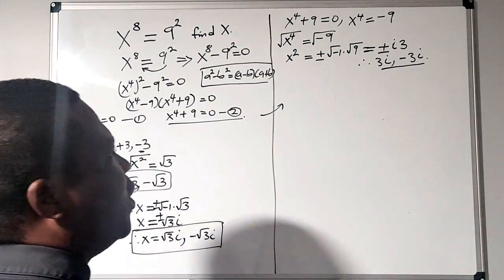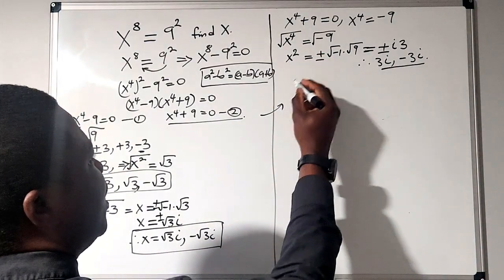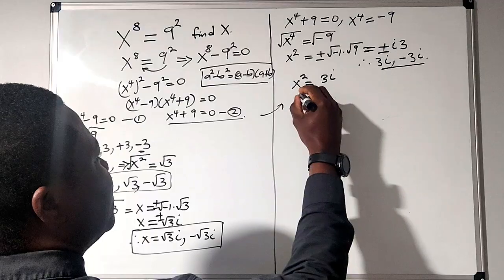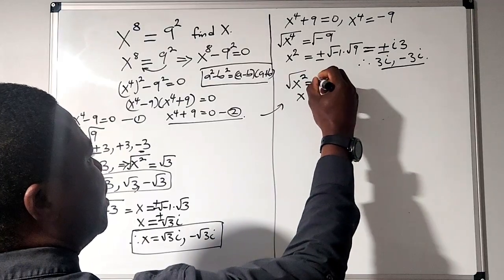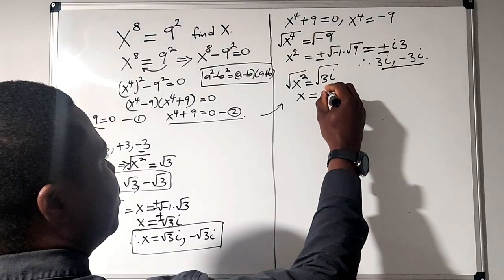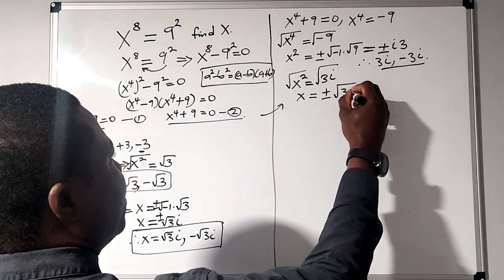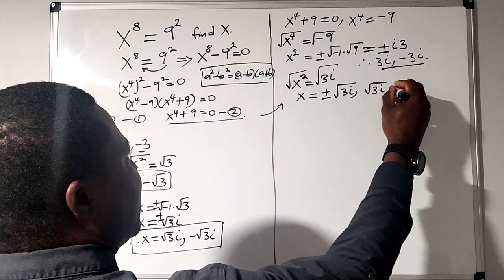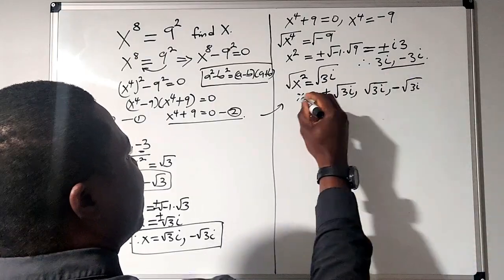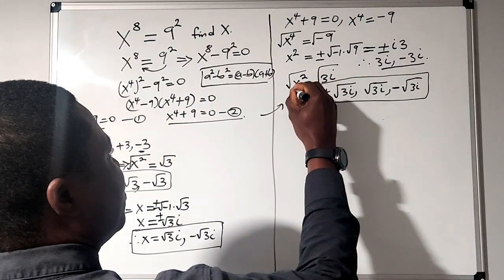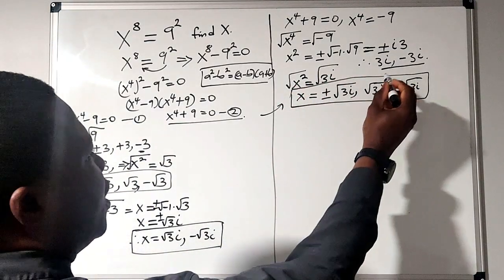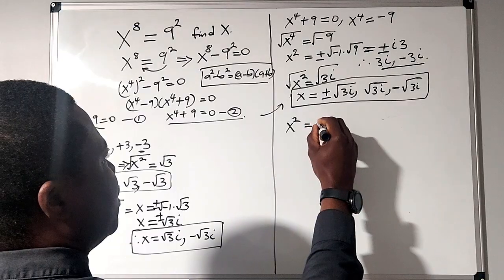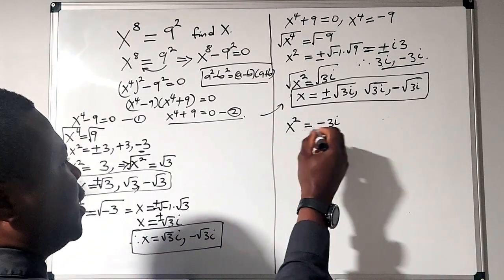So we take them one after the other, because this is the value of x squared. Now x squared is equal to 3i. So we take the square roots: x becomes plus or minus root 3i, which is root 3i and minus root 3i. That's the third one. That's for 3i. Then we'll go for minus 3i. So we have that x squared is equal to minus 3i. Then we take the square root of both sides.